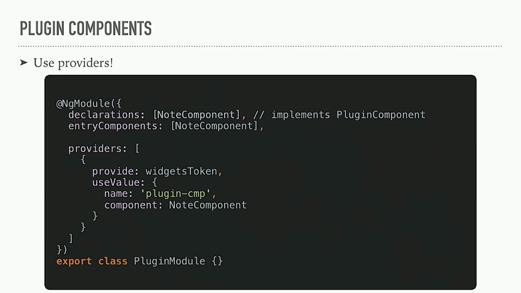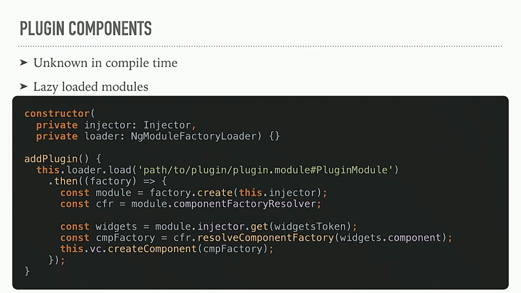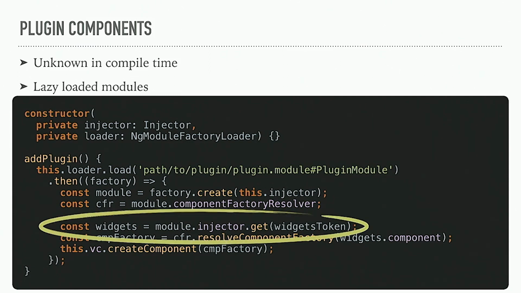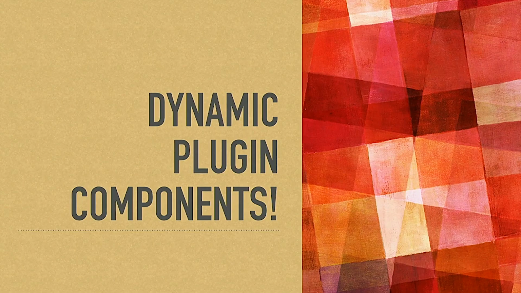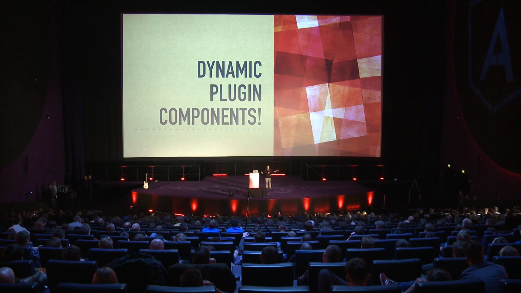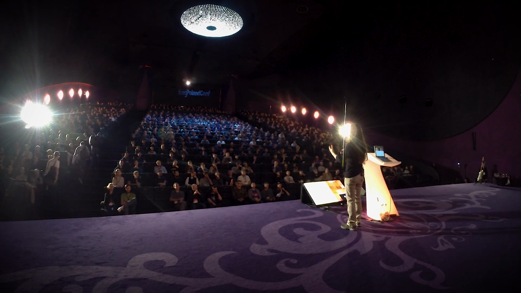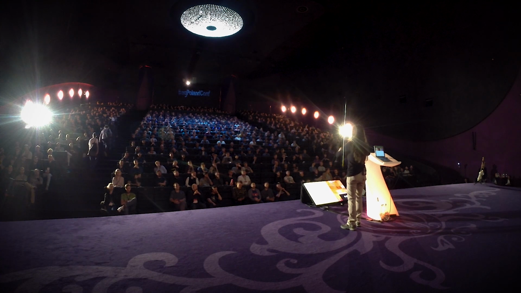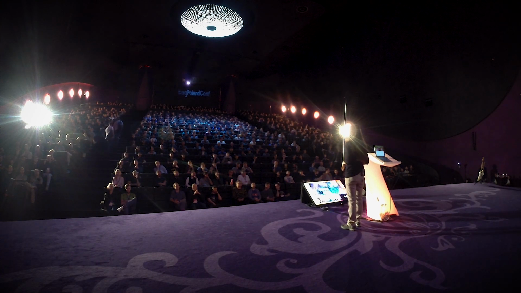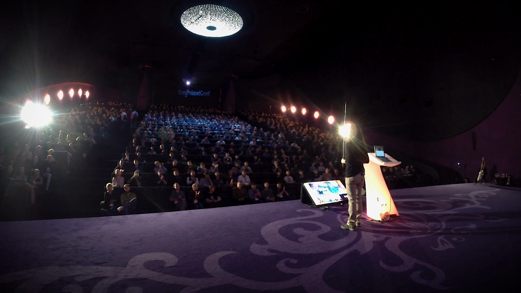Okay, so we have this, and now we can use the injector to get this token and to get its content, which is the component that we want. And ta-da! We have a dynamic plugin component. What do you say? Have we succeeded in our mission? Now we don't need to know all this code to import it into the file. We can put all of it in a different bundle. So I think this is a success.